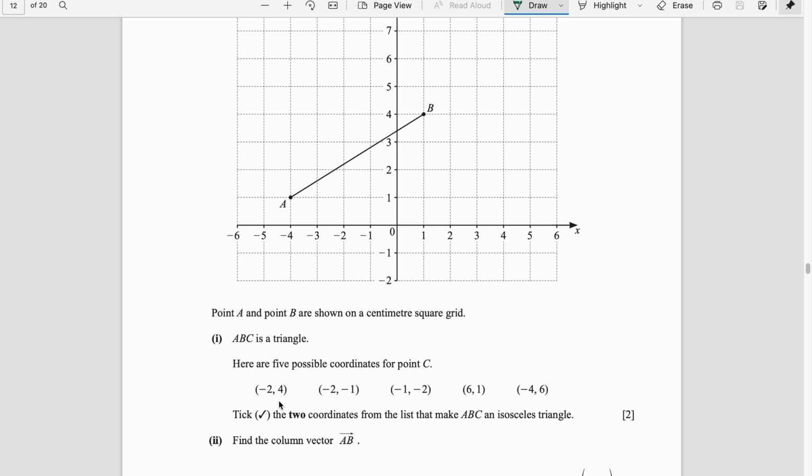Okay, so now let us draw these. x is minus 2, y is 4, first one. Second is minus 2, minus 1. Third is minus 1, minus 2. Fourth is x 6, y 1. And last is minus 4 and y 6.